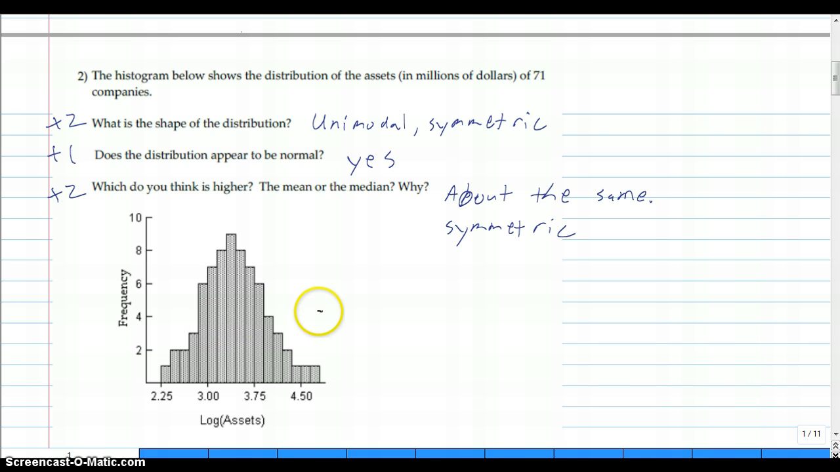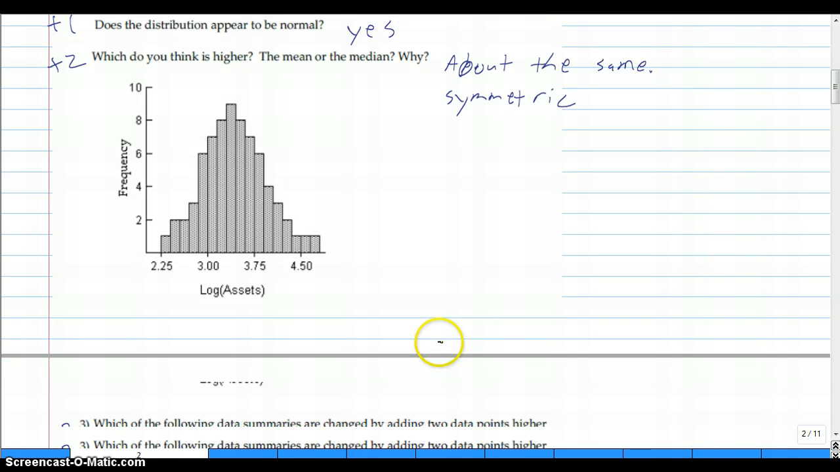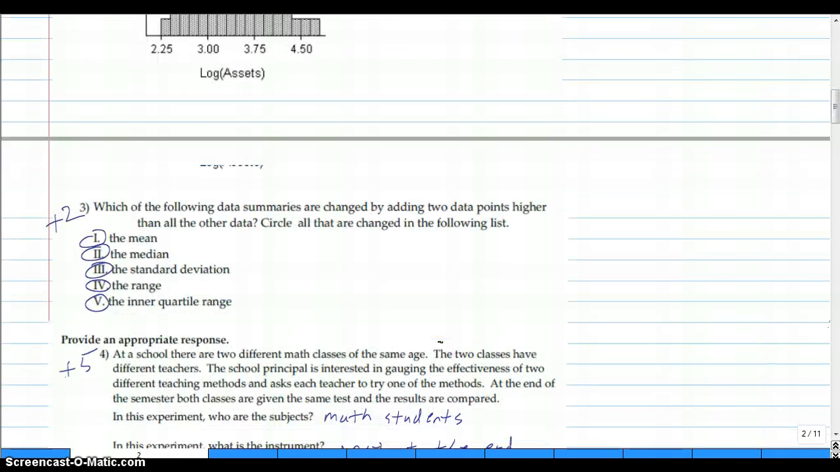It's about the same. I did allow some people, because it does look like it tails a little bit here to the right, slightly skewed to the right. So you could say the mean would be pulled that way. So I did accept that if you said the mean, but you had to explain why. You had to say something like it is slightly skewed right, or there's some skewness to the right, to get the full credit. But this to me looks pretty symmetric, and also the mean and median would be about the same.